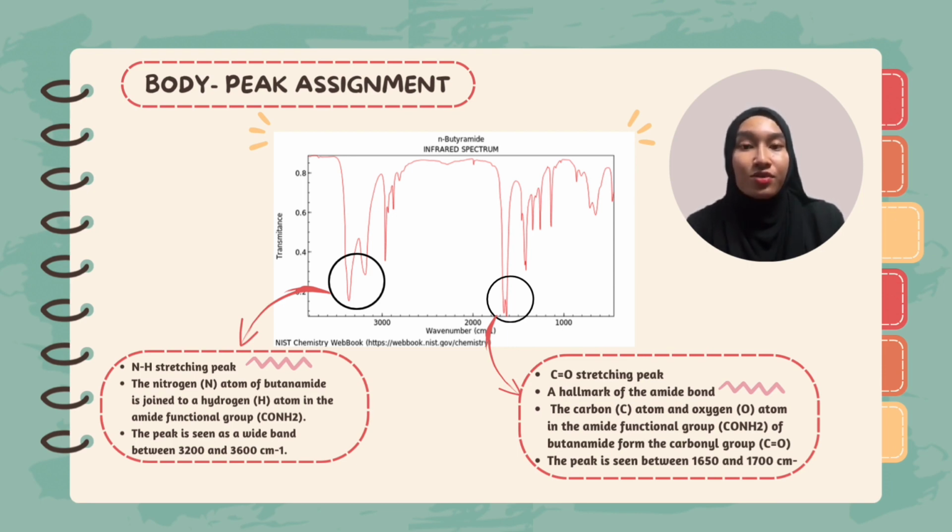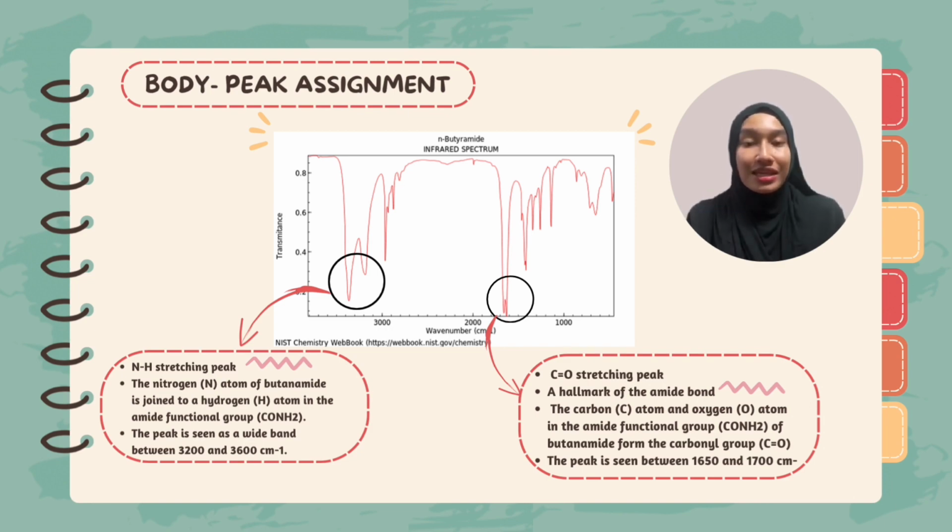In this figure, as you can see, the peak is observed as a broad band in the range of 3200 to 3600 cm-1. The broadness of the peak is often due to the presence of hydrogen bonding between the amide groups in the sample. By identifying this NH stretching peak in the butanamide IR spectrum, we can conclude that an amide group is present in the molecule. Since butanamide is an amide compound itself, the presence of the NH stretching peak confirms the presence of butanamide in the sample.